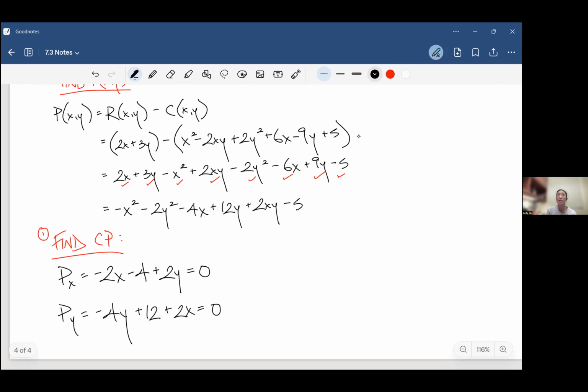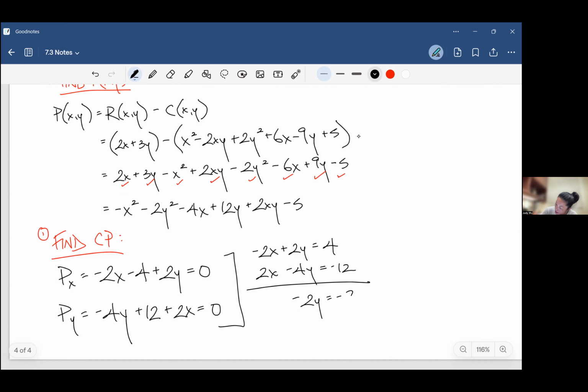Now, we've sort of seen 3 different techniques so far. I hope we kind of recognize this looks most like the last example we did, where we might want to use elimination. And in particular, I notice I have a negative 2x and a positive 2x. So I can just add those equations, and then the x's are going to go away. But let me sort of write them in the same order. So negative 2x plus 2y equals 4. And then 2x minus 4y equals negative 12. I get negative 2y equals negative 8, and y equals 4.